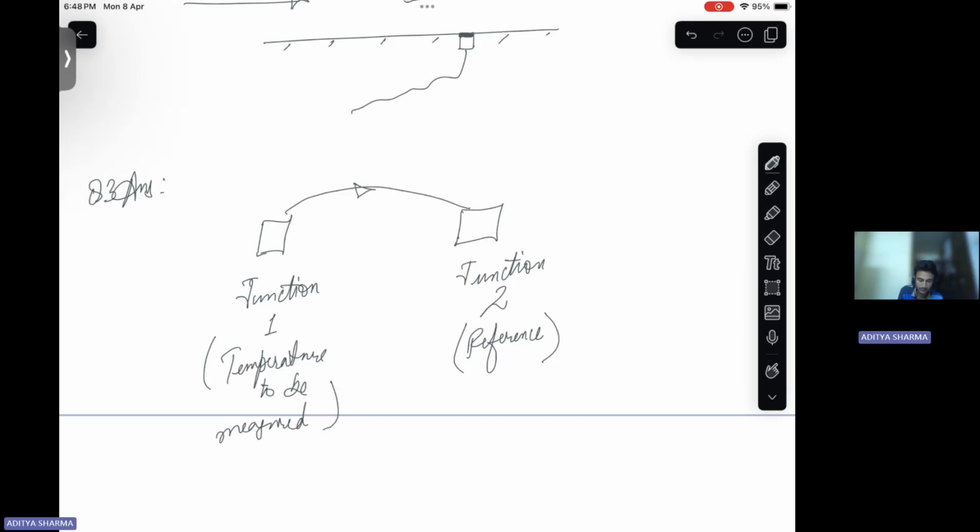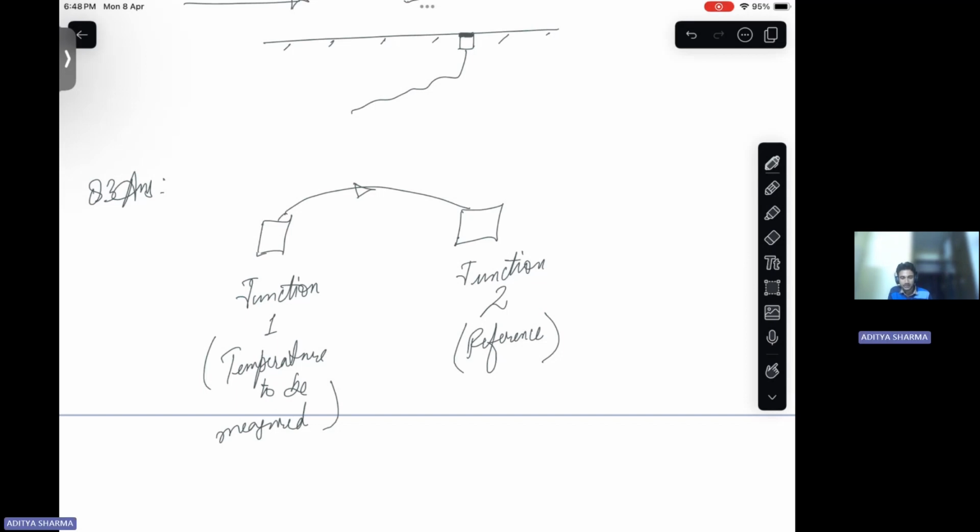Let's say this is the track of heat, right? In that case, junction 1 is at a higher temperature and junction 2 is at a lower temperature. In that case, there is this flow of heat from junction 1 to junction 2.